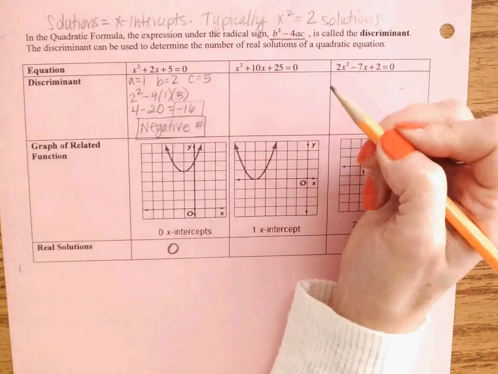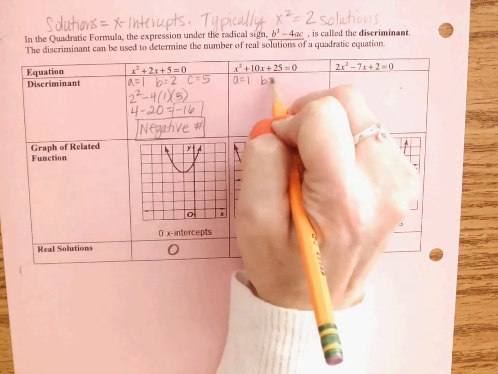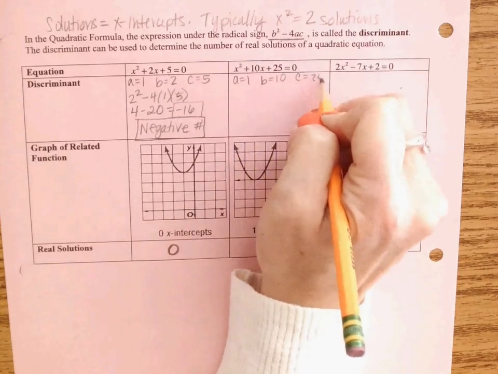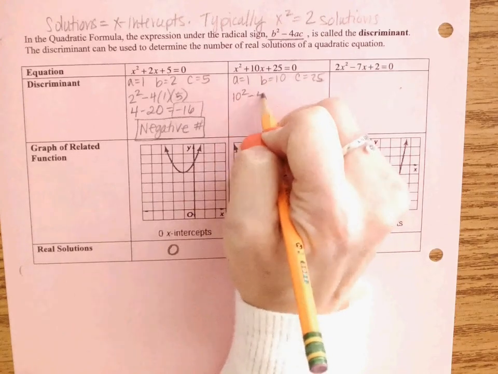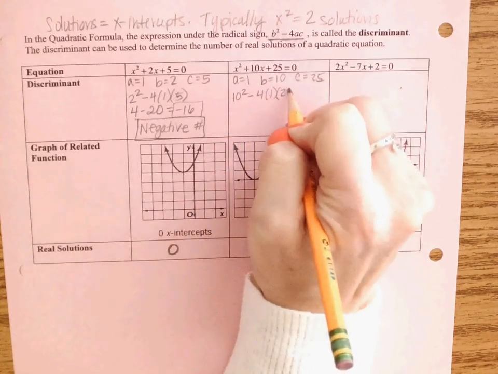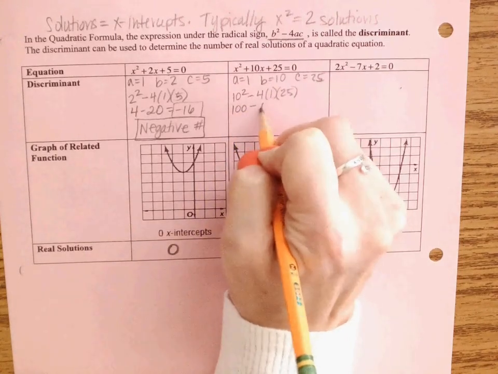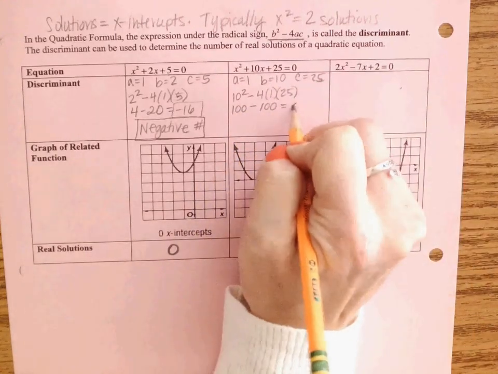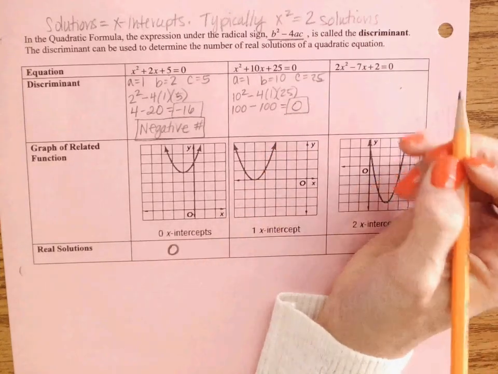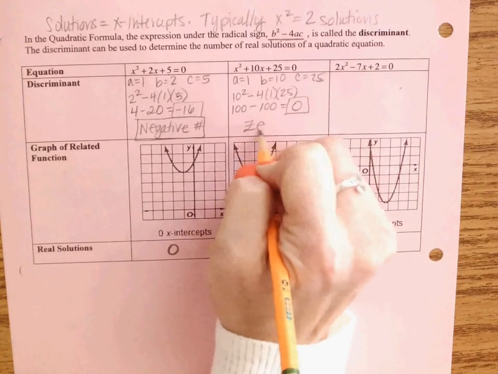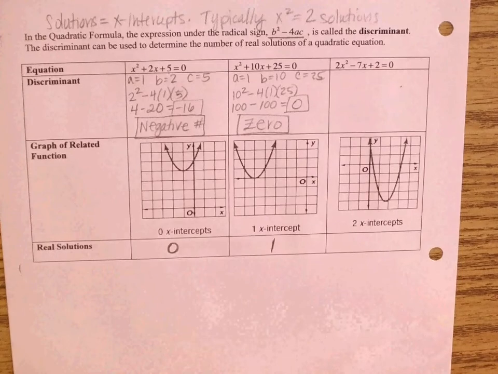Let's try this again. For my next one, same thing, we'll go ahead and say A equals 1, B equals 10, and C equals 25. We'll make the substitutions and simplify. So 10 squared minus 4 times 1 times 25. 10 squared is 100. 4 times 1 times 25 is 100. When I simplify, I have 0. So when I have 0 for my discriminant, I have 1 solution.